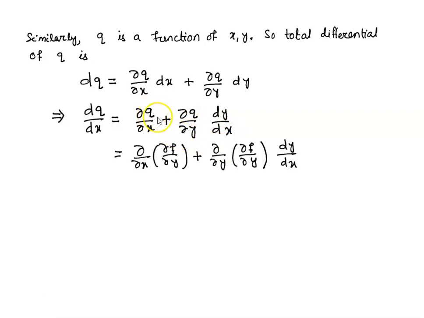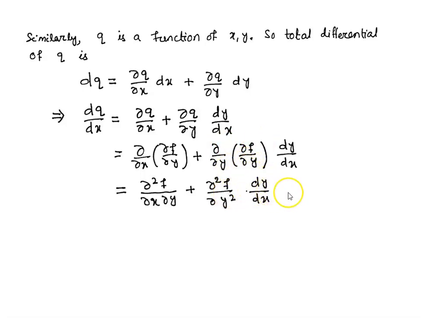Let us replace this q by del f by del y, because we have denoted the partial derivative of f with respect to y as q. So this first term is the second order partial derivative of f with respect to y first, then with respect to x. That means del square f divided by del x del y. And the second term is the second order partial derivative of f with respect to y, that means del square f divided by del y square into dy by dx.